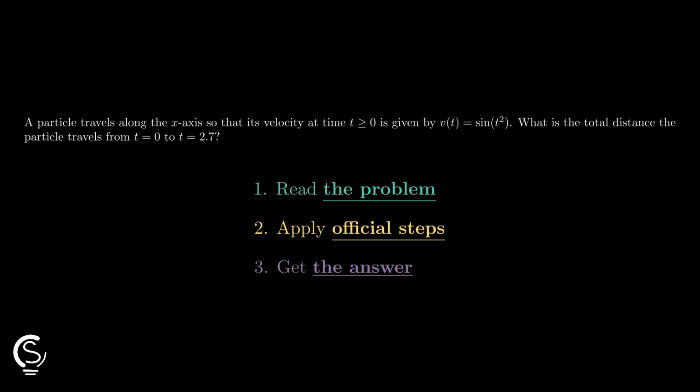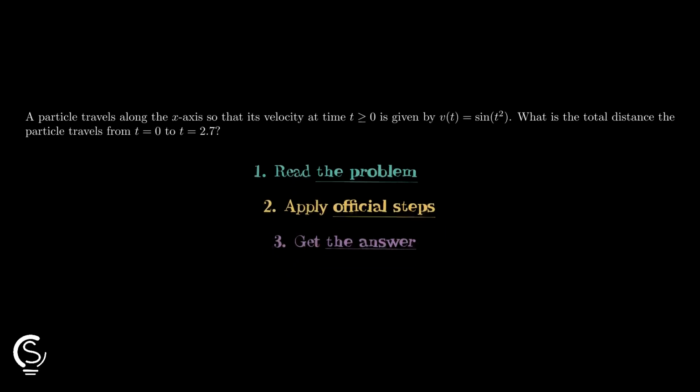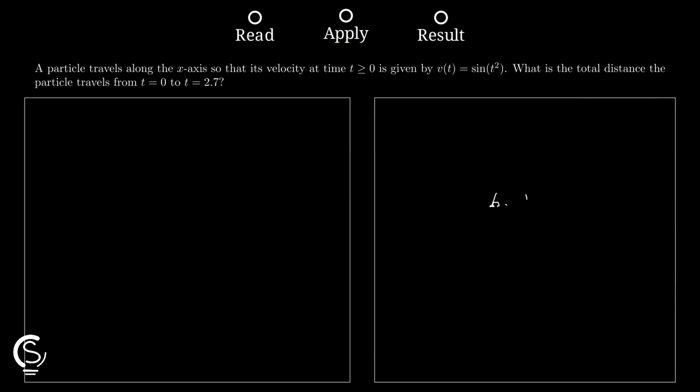Velocity is given by sine of t squared, and we need the total distance from 0 to 2.7. Let's solve this fast. Total distance is the integral of the absolute value of velocity. We must integrate the absolute value of sine of t squared from 0 to our upper limit of 2.7.